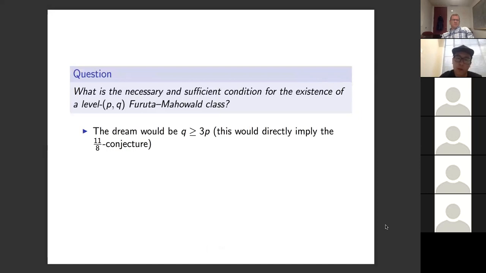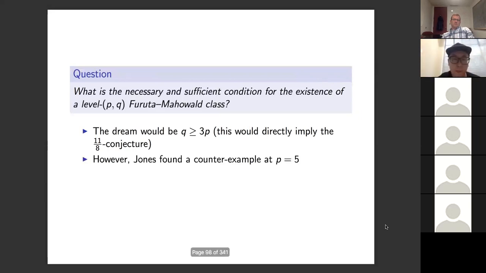So why might this be a dream? The answer would be if and only if Q is bigger or equal to 3P. If that's the case, this will directly imply the 11/8 conjecture. And if this is not true, knowing the complete answer to this question will still be good in the sense that we know the limit of the current method.